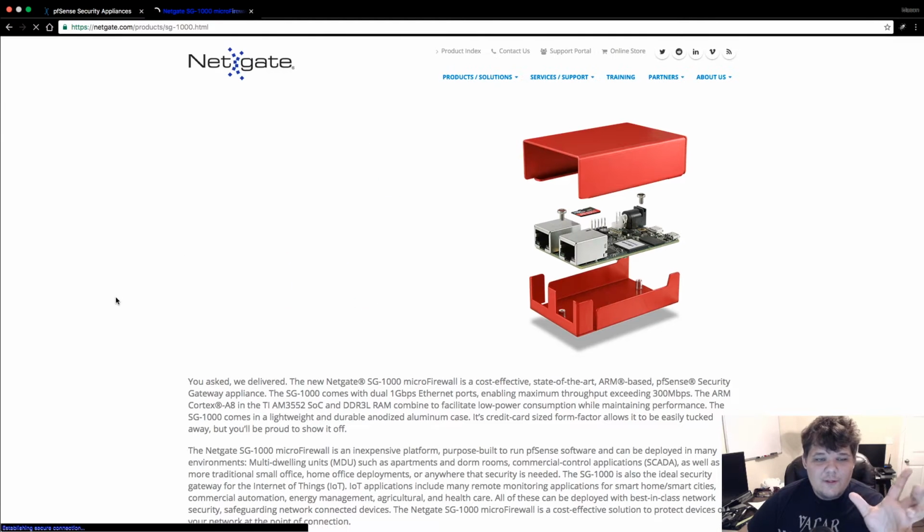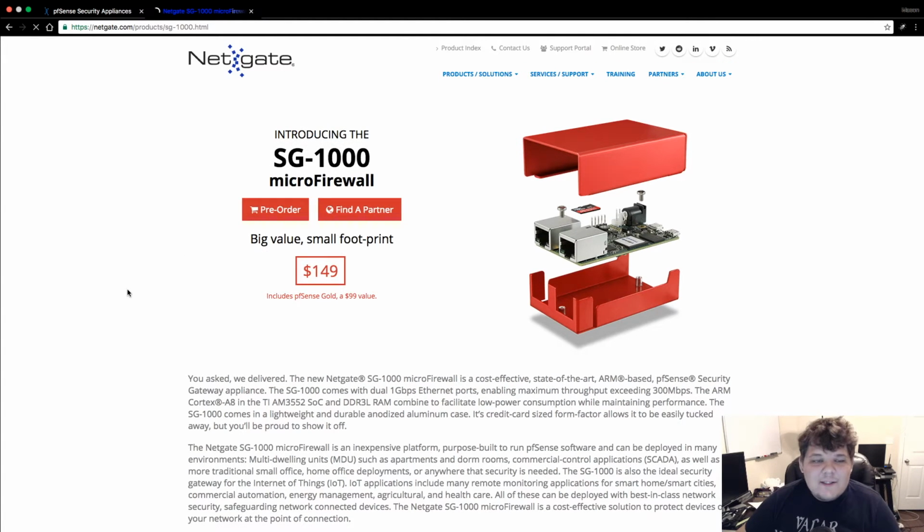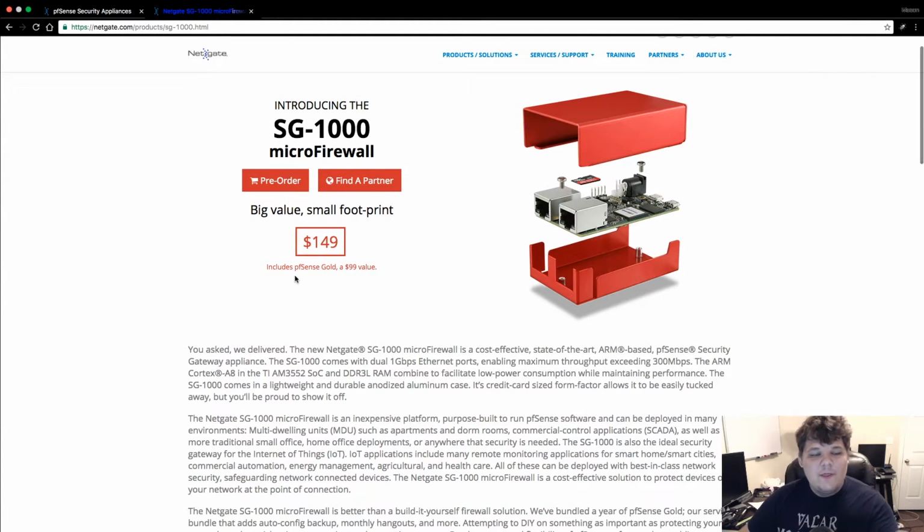And if you go to it, it goes to the Netgate page, and when I saw this, this was awesome. It looks like they're currently in pre-order right now, so I don't think you can actually get one. But it comes with a subscription to pfSense Gold, which is a $99 value. So basically, you have to buy the pfSense Gold to get it, which is understandable. But this is basically a $50 board that has two NICs.